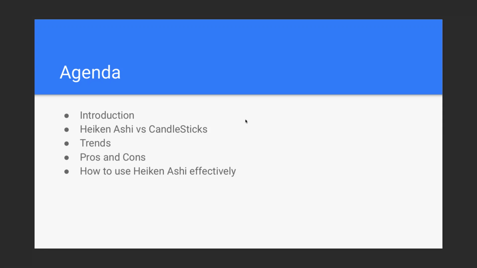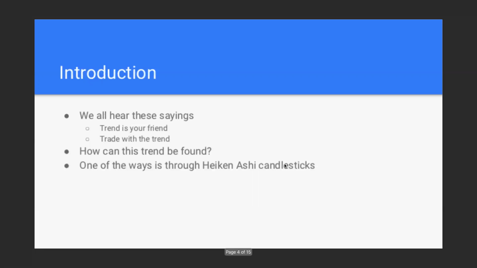And after that, we'll talk about the pros and cons of it. As with any indicator, it cannot be used alone. But what is it that it brings to the table? What are the pros of using these candlesticks, and what are the cons of it? Definitely we want to talk about that. And finally, but not the least, we'll talk about how to use Heiken Ashi effectively so that you can make educated decisions and make consistent returns on your trades. Okay, let's move on to the next slide.